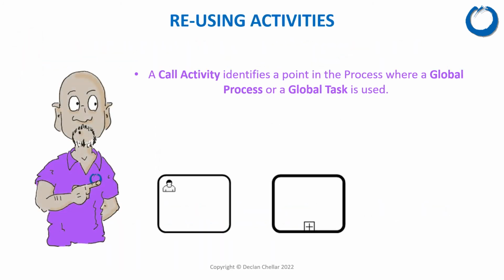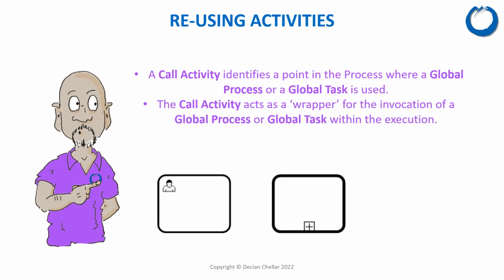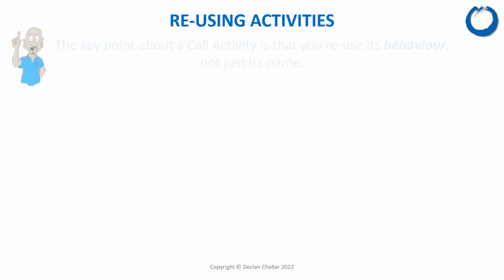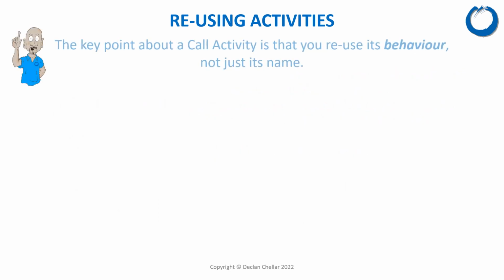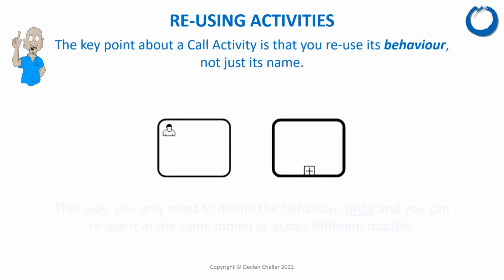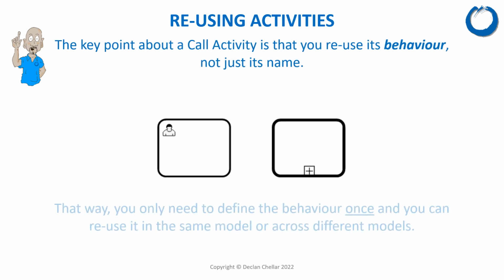A call activity identifies a point in the process where a global process or a global task is used. The call activity acts as a wrapper for the invocation of a global process or global task within the execution. The key point about a call activity is that you reuse its behavior, not just its name. That way, you only need to define the behavior once, and you can reuse it in the same model or across different models.